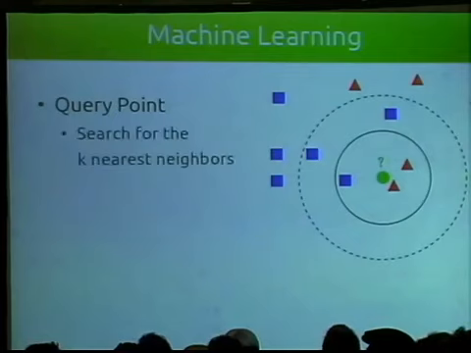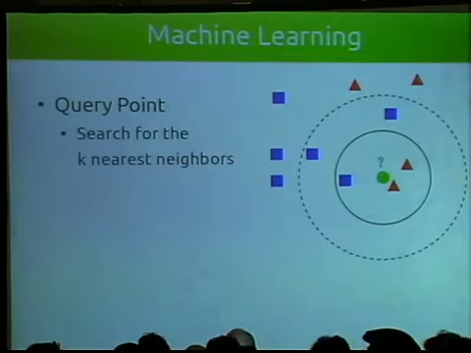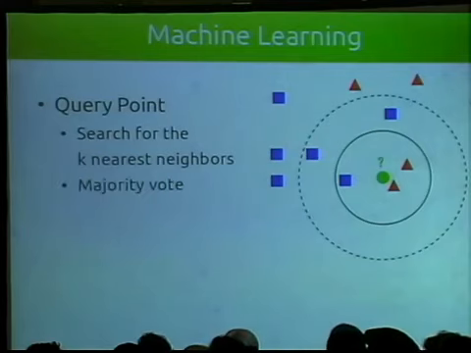Well, it's fairly simple here. You just search for its k nearest neighbors, where k is some constant that you choose. So the inner circle there is 3. And we say, all right, well, there's 2 red triangles and 1 blue square. And so by majority vote, he's going to be a red triangle, which maybe means hostile in this system, right?